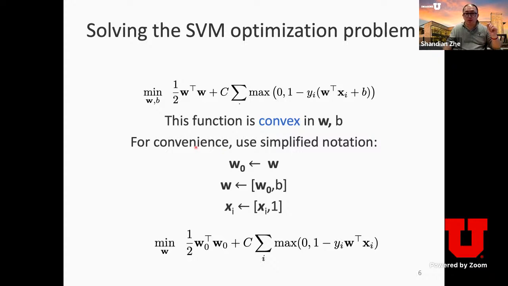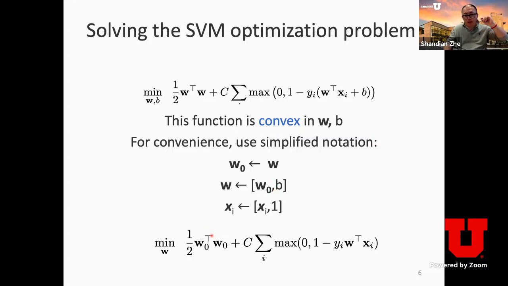And for convenience, we're going to come back to our simplification trick again. We use W naught, or W0, to represent the weight vector, and then we fold the bias parameter B into the whole vector. W is a concatenation of W naught and B, which we denote as W. Then for each training input xi, we augment it with a constant feature 1. In this way, we can rewrite our objective function. Our variables that need to be optimized are now represented by just one vector W, which consists of both the original weights W naught and the bias parameter B.